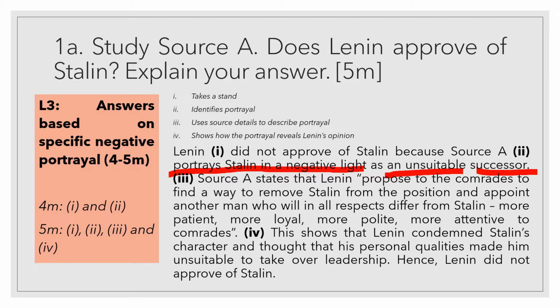So in this answer, source A states that Lenin proposed to the comrades to find a way to remove Stalin from the position and appoint another man who will in all respects differ from Stalin. So he goes on and on about how Stalin's character is basically flawed. Lenin condemned Stalin's character and thought that his personal qualities made him unsuitable to take over leadership. Since he has such bad personal qualities, he has so many flaws, how can he take over the leadership of the Soviet Union? Therefore Lenin did not approve of him.